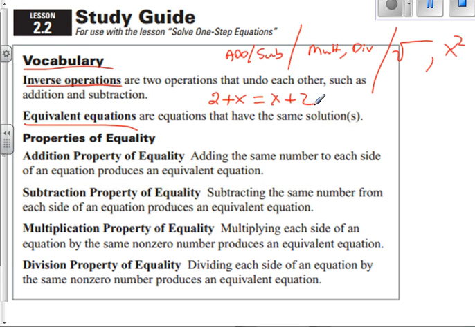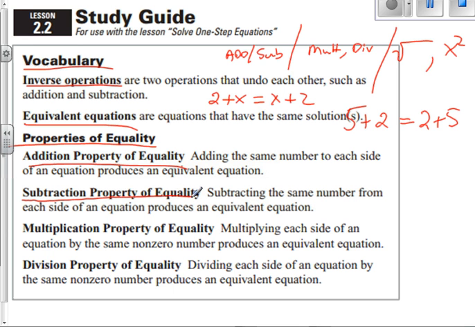Okay? Properties of equality. Addition property of equality. This is adding the same number to each side of an equation that produces an equivalent equation. So if you had 2 is equal to 2, I could add 5 to both sides, plus 5, and those equations would still be equivalent. Or those two expressions would still be equivalent.